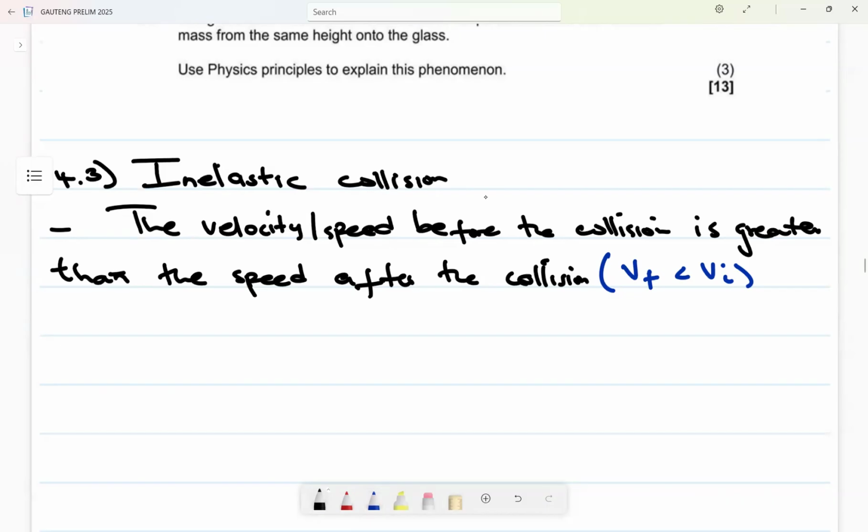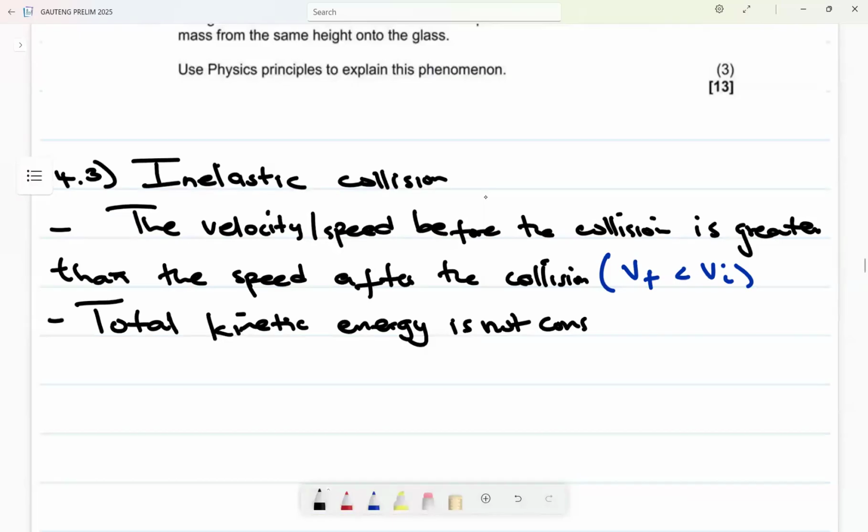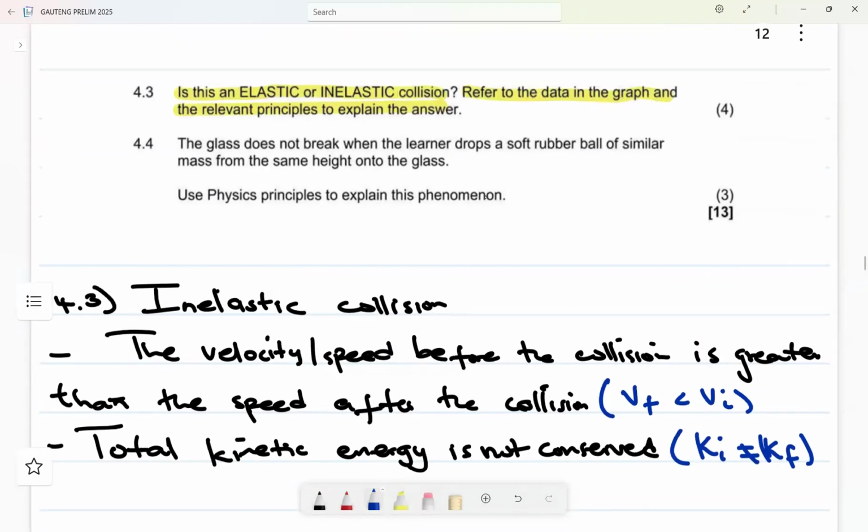Okay, and then if now the velocity decreases, what happened to the kinetic energy? So it means the kinetic energy will not be conserved. Okay, so it means the total kinetic energy is not conserved. What do I mean by that? It means now the kinetic energy initial is not equal to the kinetic energy final. Hence, now it is not an elastic collision, but rather an inelastic collision.